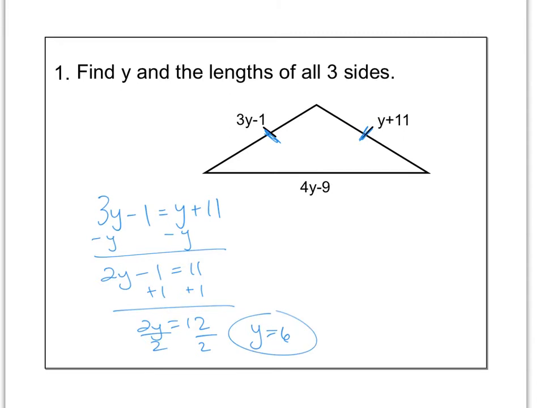Now always go back and see if that's the final answer. It says find y and the lengths of all three sides. So this is part of the final answer, but not the final answer. You're going to need to plug that 6 in for each of the sides. So for this one up here, it's going to be 3 times 6 minus 1, which is 17. For this one, it's going to be 6 plus 11, which is 17. Which is good because we wanted those two sides to be congruent and they're both 17. And then finally, we're going to do 4 times 6 minus 9. So 24 minus 9, I think, is 15. And then we are done.